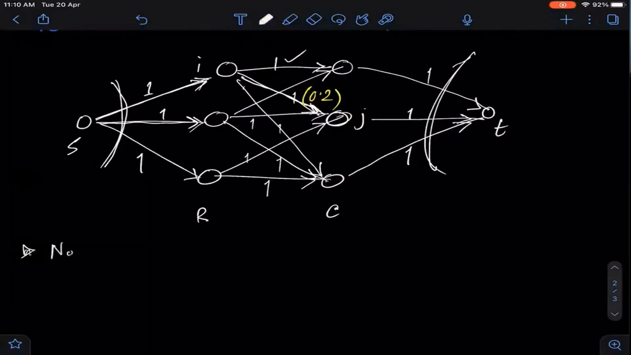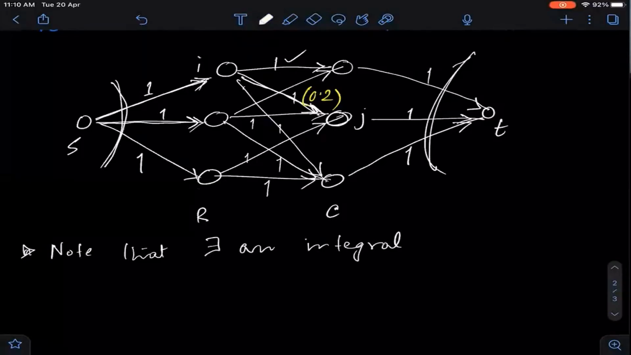So note that there exists an integral, और यहाँ पे integral का मतलब क्या है? Because all the capacities are 1, so integral मतलब है it's exactly 0, 1. So if you look at any edge, the flow is either going to be 0 or it's going to be 1. और कोई option हो ही नहीं सकता. Integral मतलब इस network में वही है. Integral flow in this network.